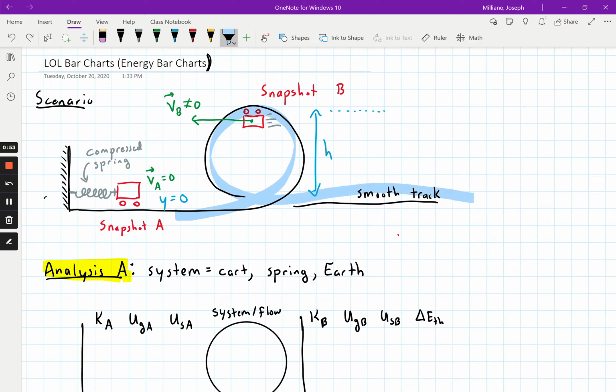Give me just a moment to try and erase the highlights there without doing too much damage to everything else. All right, we're set.